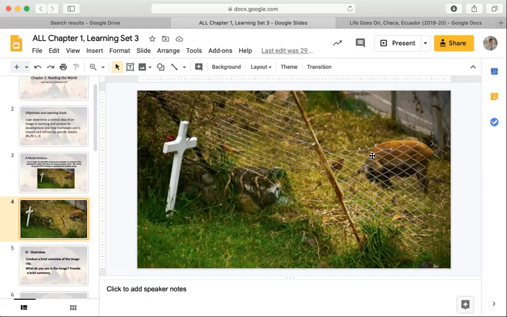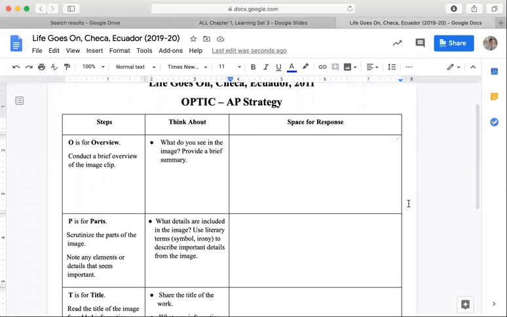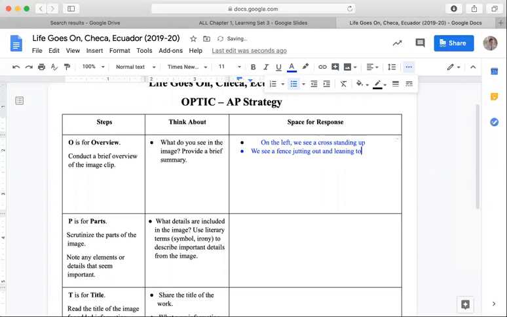So those are the first things that we need to start typing. And it's okay to make a bulleted list. You can write it in paragraph form. So on the left, we see a cross standing up. We see a fence jutting out and leaning toward the cross. You can see that my list is interesting here. Let me see if I can get the same. There we go.